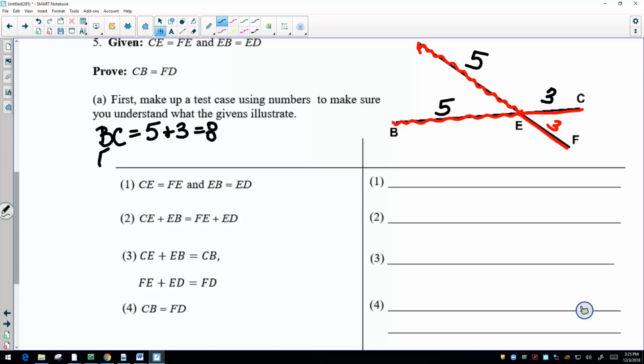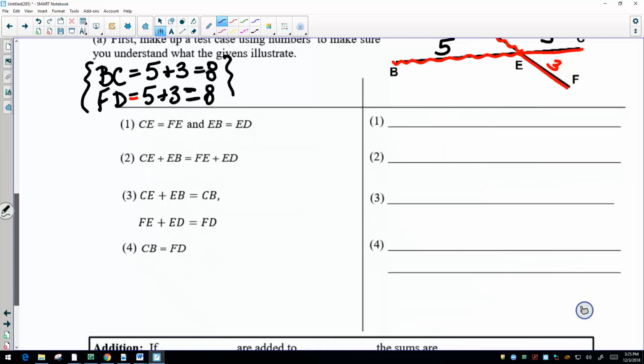And if I look at FD, same thing happens, where I would add up the two parts, 5 plus 3, and I would get 8. So algebraically, I can see that has to equal. Okay. So now we're going to do the proof. So this was just a little bit of work to kind of get our brains thinking, would this at least make sense numerically?